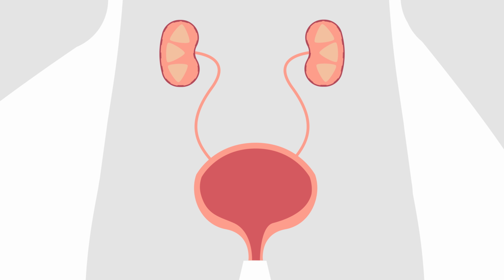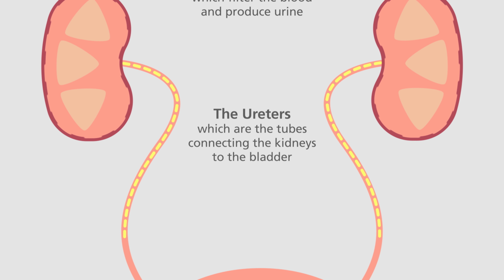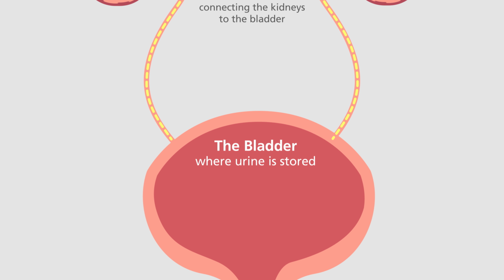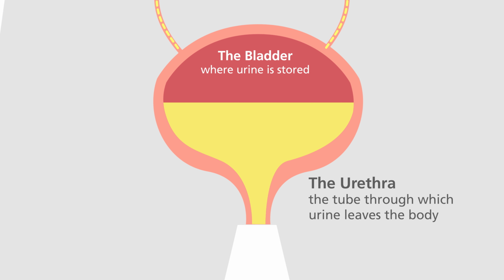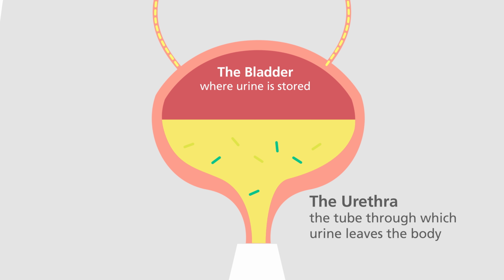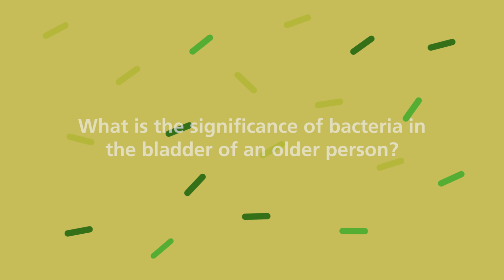The urinary tract consists of the kidneys, which filter the blood and produce urine, the ureters, which are the tubes connecting the kidneys to the bladder, where the urine is stored, and the urethra, which is the tube through which urine leaves the body. Bacteria normally live in the bowel and on the skin, but can enter the bladder by travelling up the urethra. In the bladder, they can grow and multiply and may cause symptoms of an infection. We will discuss the symptoms and signs of UTIs in older people shortly. But firstly, let's explore a bit more about the significance of bacteria in the bladder of an older person.